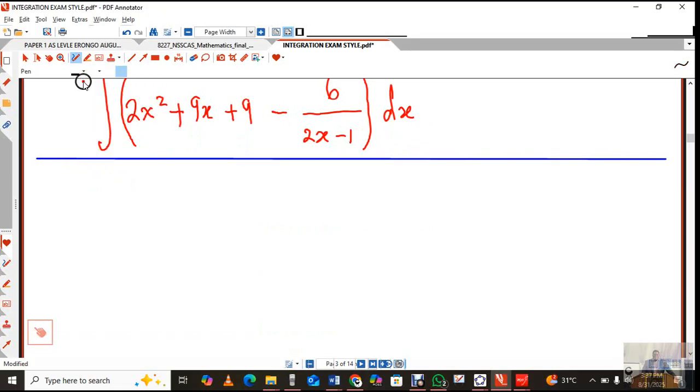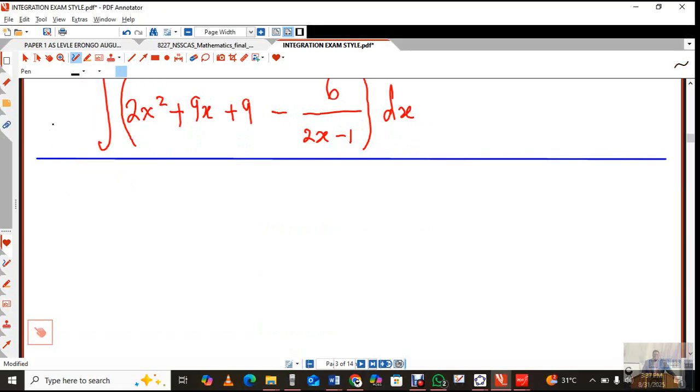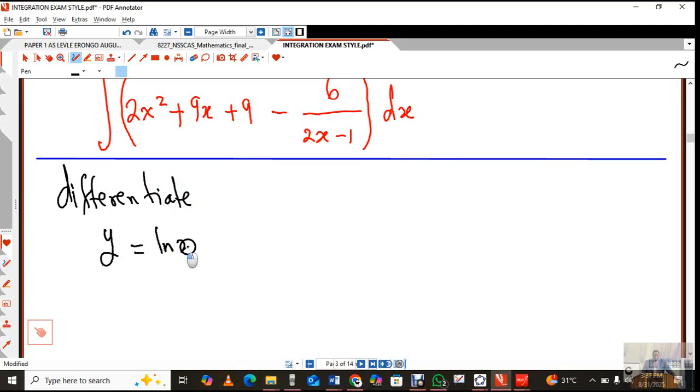So let's go back to our work, and hopefully you remember our work on differentiation, because the opposite of differentiation, anti-differentiation, is integration. So from differentiation, if you were asked to differentiate y equals the natural log of x, then you know that dy dx was nothing but 1 over x.